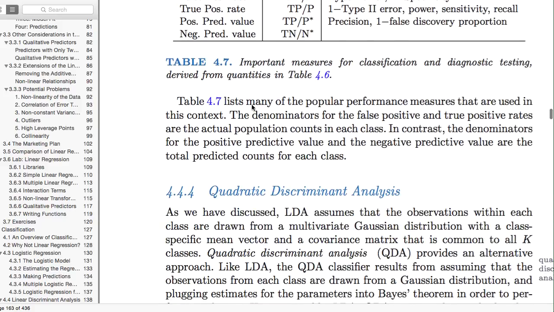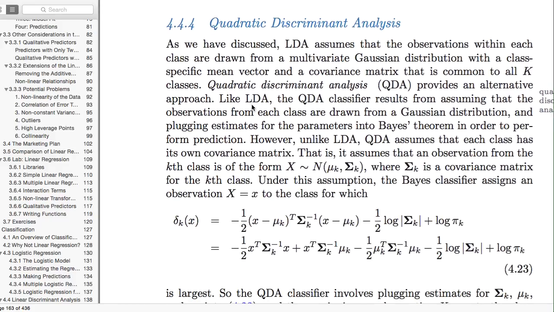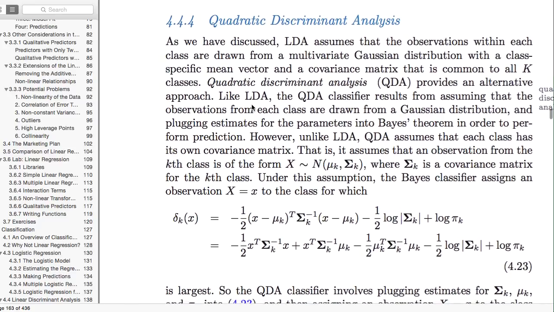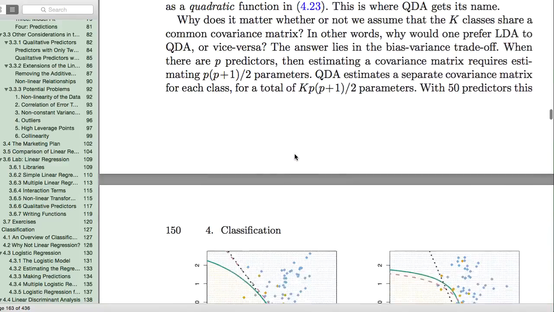Okay, and then the last technique that we want to look at. We looked at logistic regression and linear discriminant analysis, and now we're looking at quadratic discriminant analysis. Here, the thing that we're going to do is assume that each class has its own covariance matrix. That's the big deal here. Each class has its own covariance matrix, and so this is a much more flexible method.